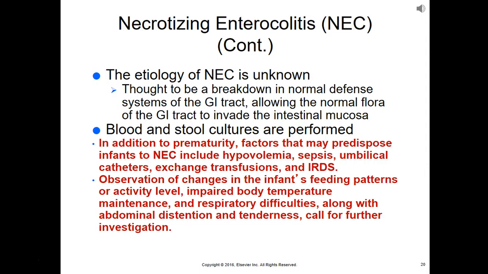So observation of changes in the infant's feeding patterns or activity level, impaired body temperature maintenance, and respiratory difficulties, along with abdominal distension and tenderness, definitely call for further investigation. If the baby looks bloated, has trouble breathing, or can't maintain a normal body temperature, then you definitely want to get the baby back in and have the baby checked out, because part of their GI tract could be dying.